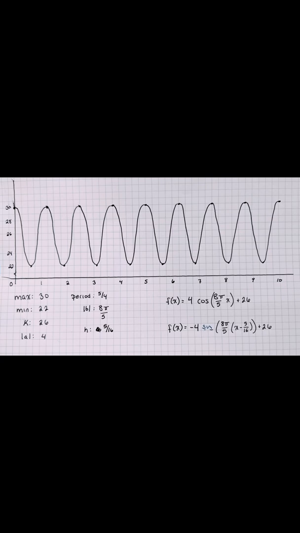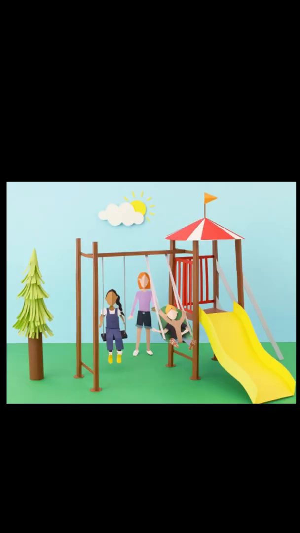After I used all the data that I had collected to make the graph, I used the graph to find the rules, and I found it in terms of both sine and cosine. So I hope you enjoyed my playground trigonometry, and I can't wait to see what you come up with.